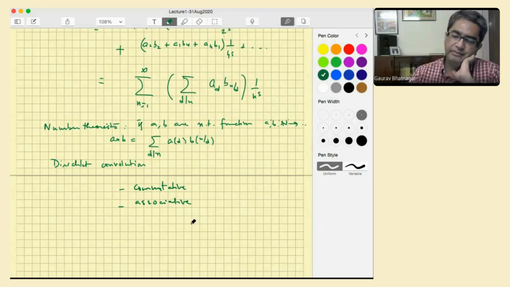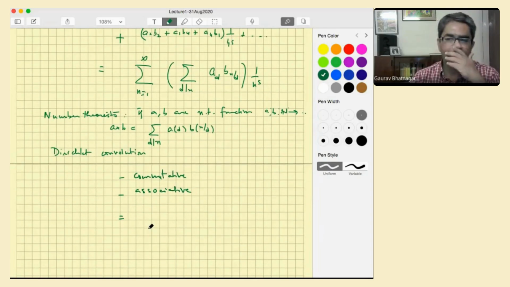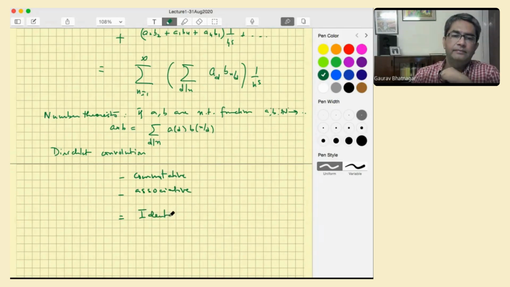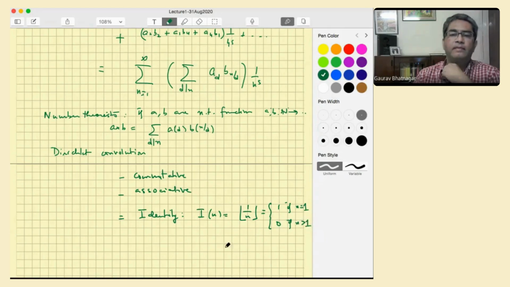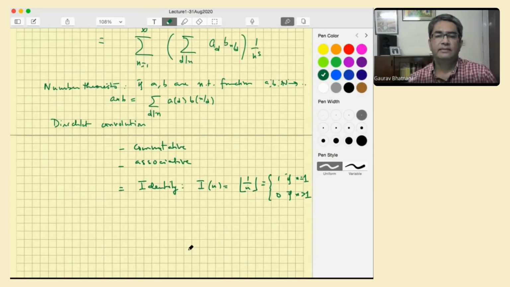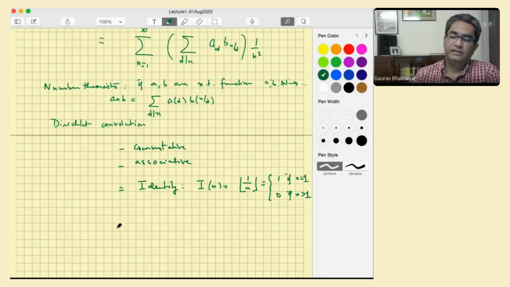It's very strange that I use the same terms that I'm using in my calculus class every day. Something is going on in this class. And the identity element is this function I(n), which is the greatest integer of 1 over n, which is basically 1 if n is equal to 1 and 0 otherwise. So phi of 1 is not even there typically; you just do it for this.